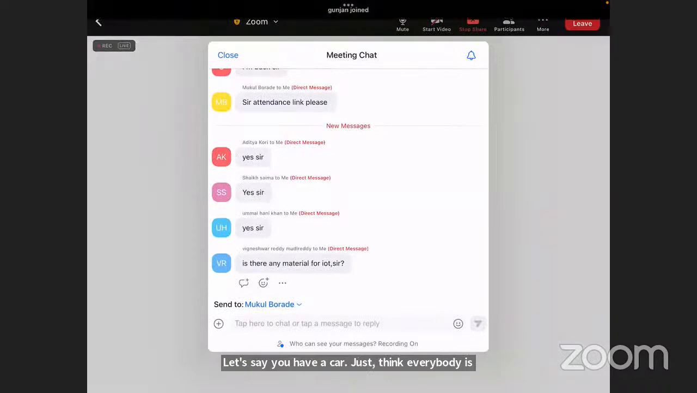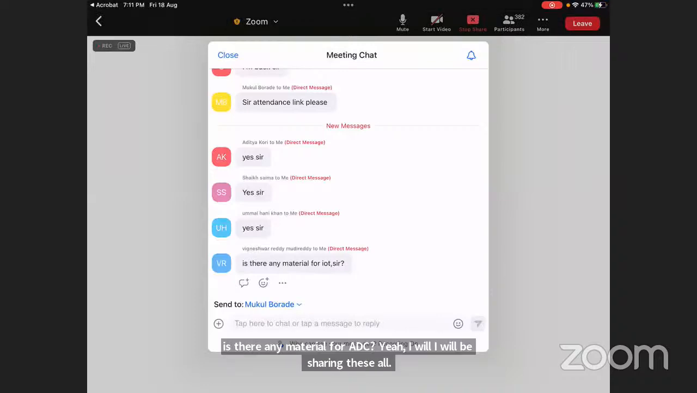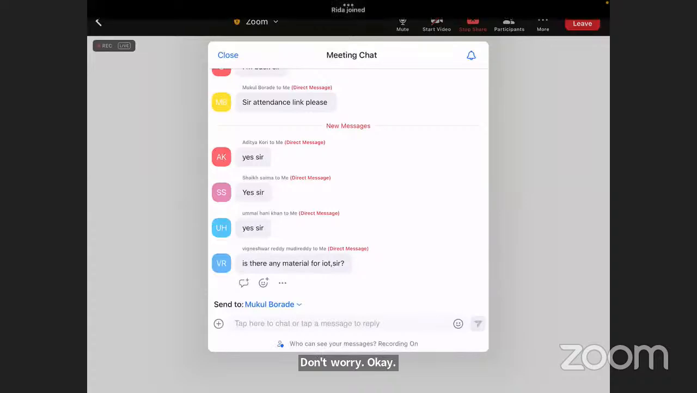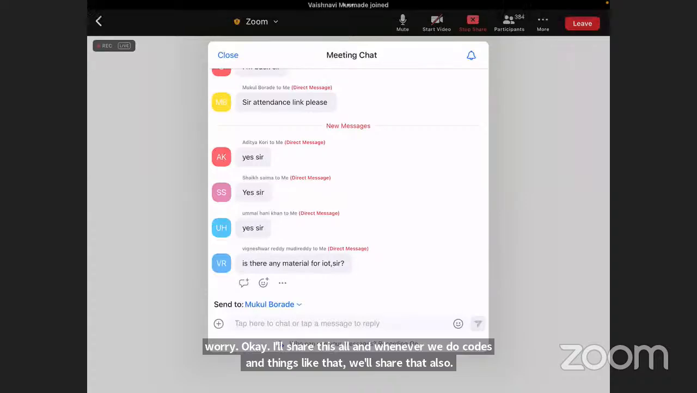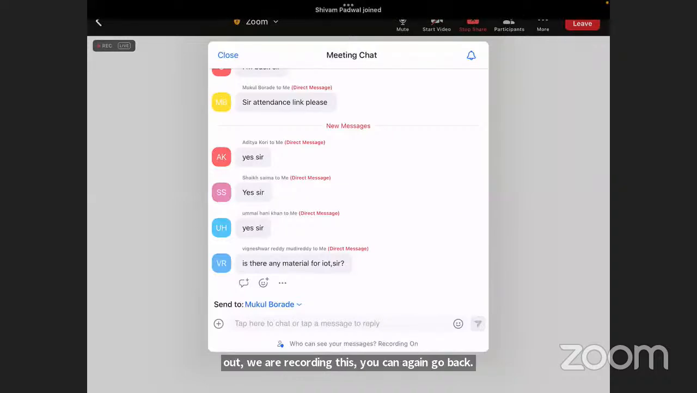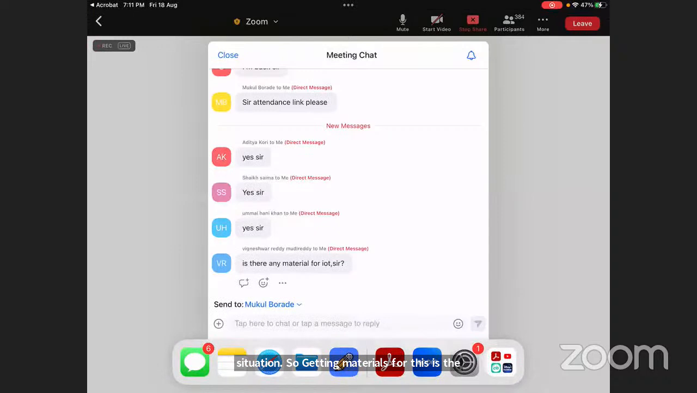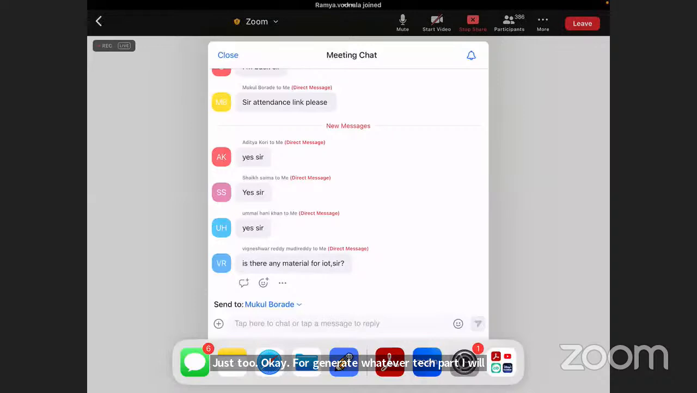Is there any material for IoT, sir? Yeah, I will be sharing all of these. Don't worry. I will share this all, and whenever we do codes and things like that, we'll share that also. In general, hear me out. We are recording this. You can go back again. These are all understanding from real world situations, so getting materials for this is very difficult. Just to tell you. For the generic tech part, I will definitely give you materials. Not the understanding or analyzing of the problem statement and the product development. Those things you have to just hear me out.